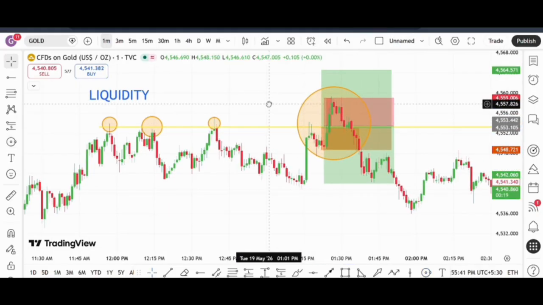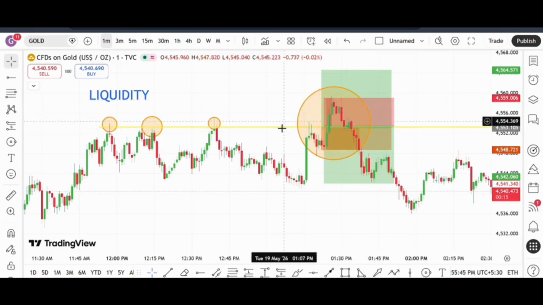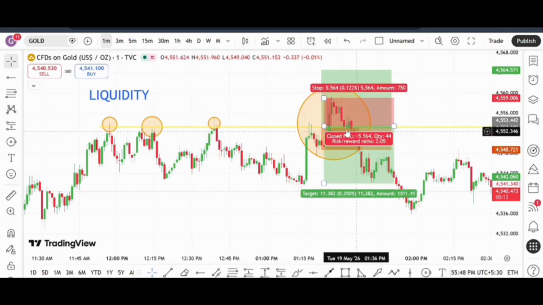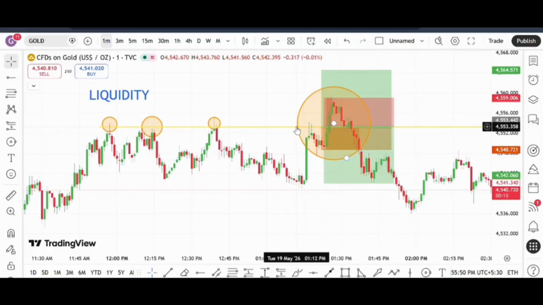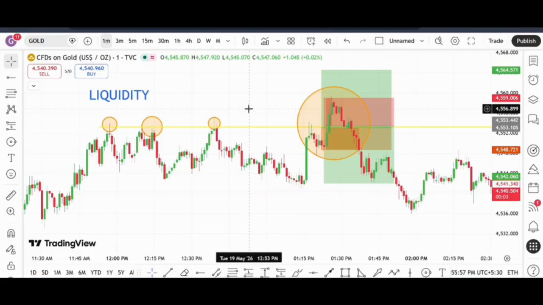Because this is where retail traders are present, both sellers and buyers. That's why here is the liquidity. This is what big traders like FIIs, DIIs, banks need. They need enough volume to place their trades. I hope you understand what buy side liquidity is.